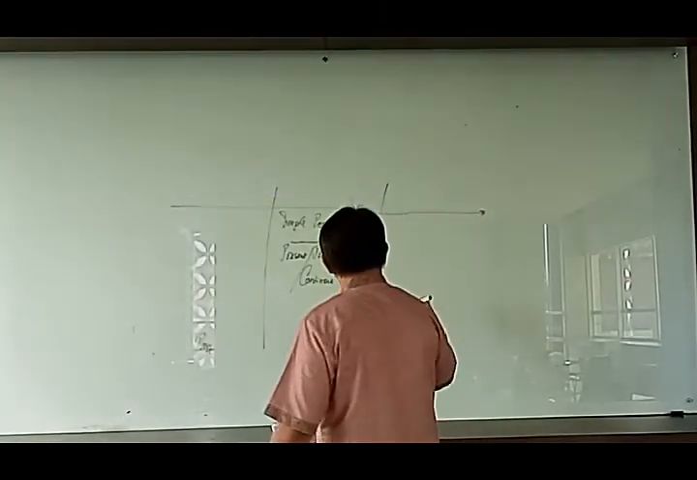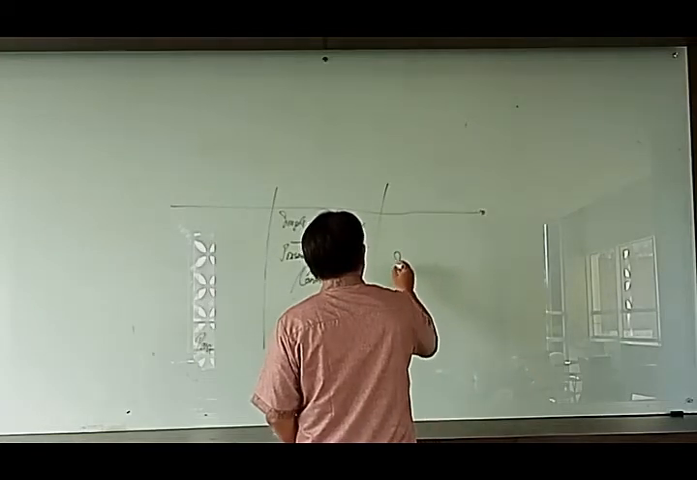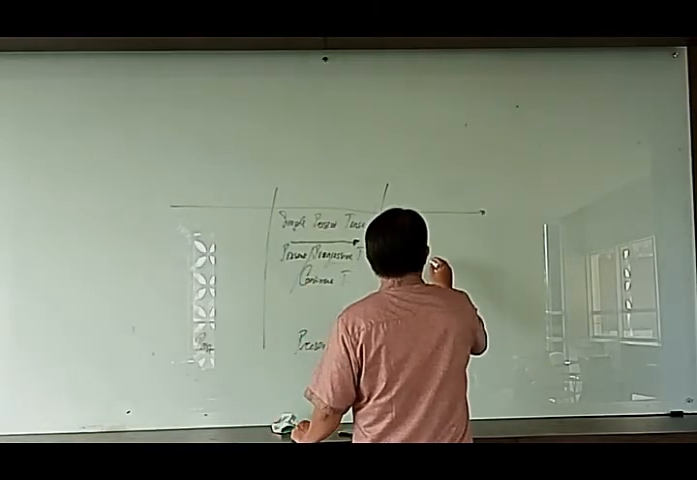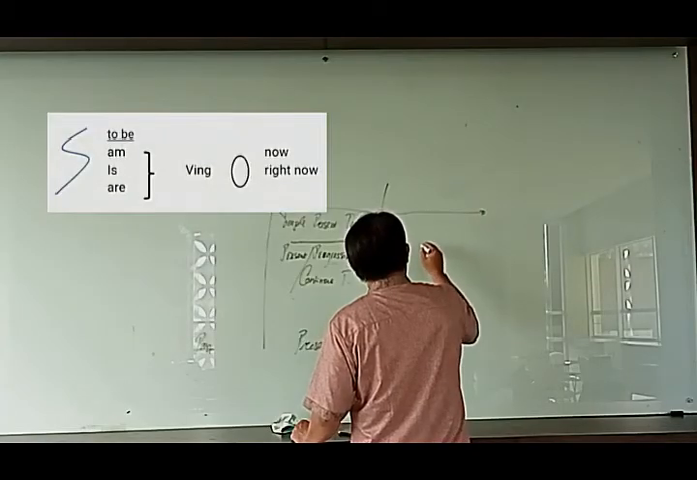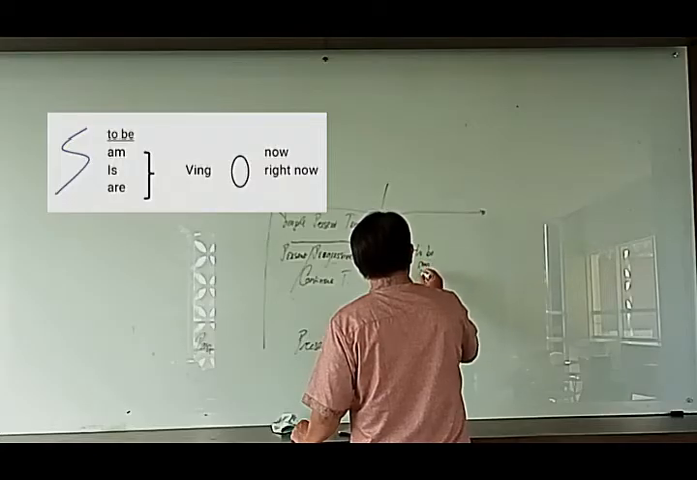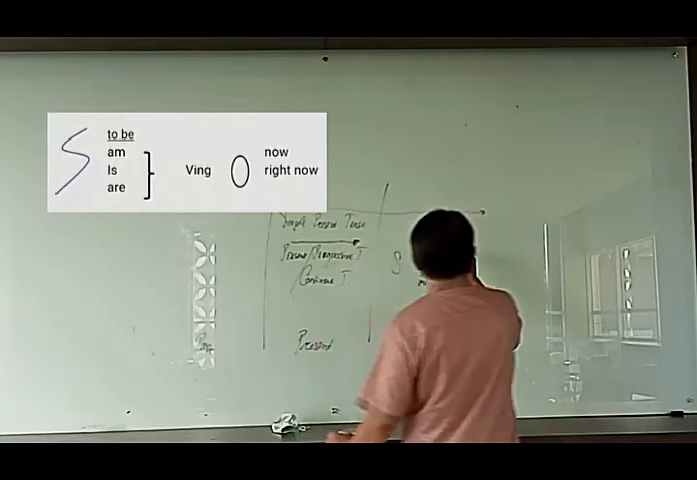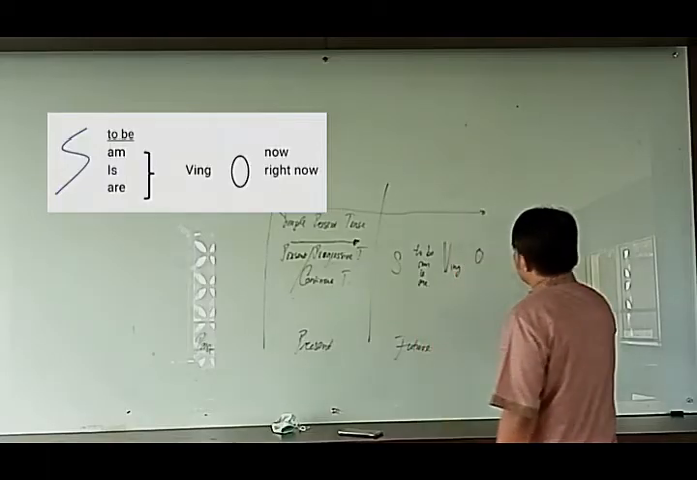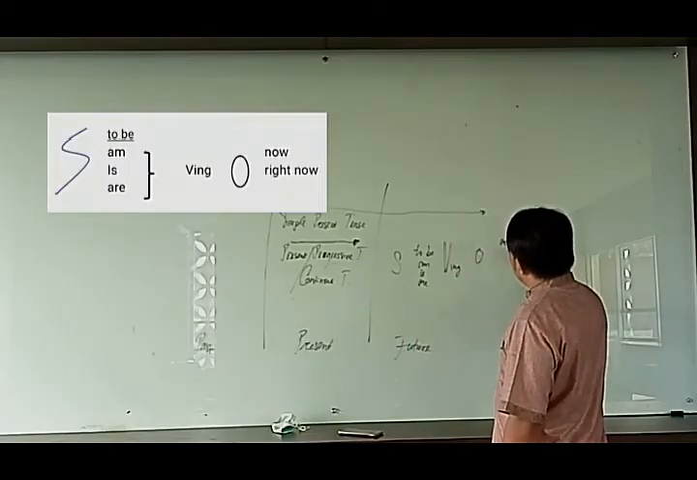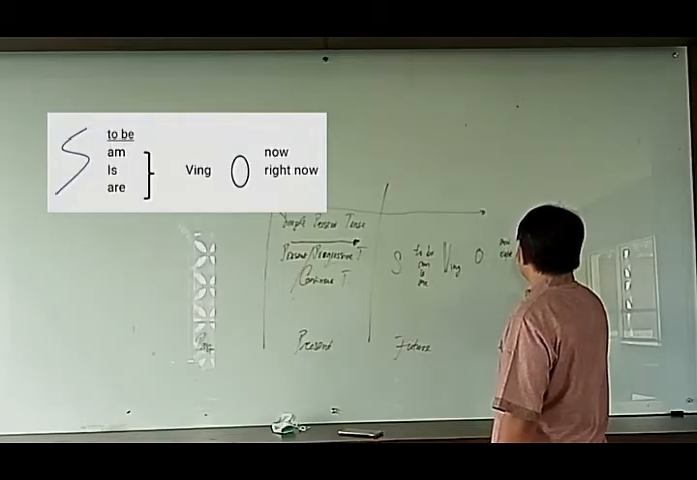This one. I'll give you an example. Okay. This one we use to be. Yeah. To be is am, is, are, and then put in an object, and then this one we use now, right now. Yeah.